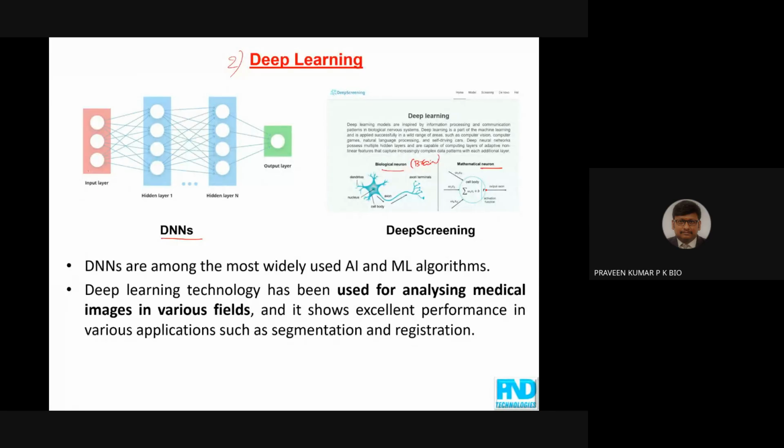In the computational unit, in between the input and output layers, we can also have numerous hidden layers. And then what about deep learning here? How does deep learning come into this kind of multi-layer neural network? Deep learning neural networks are among the most widely used AI and machine learning algorithms. They have been used widely for analyzing medical images.